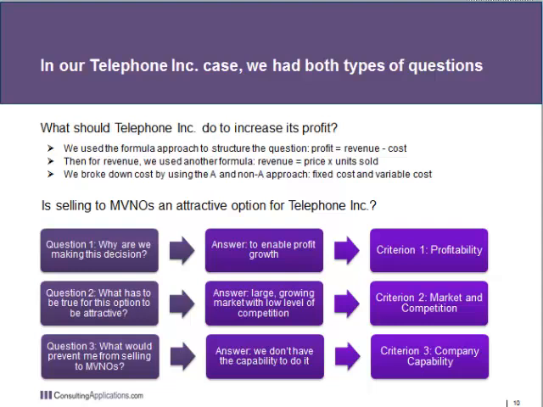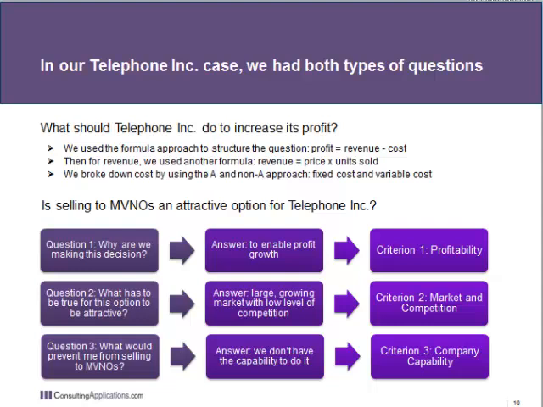So the first section of the case involved the what structure. So what should Telephone Inc. do to increase its profit? And we used a formula approach. Profit is revenue minus cost. And then we broke this down further using formulas. And then later in the case, we asked the question of whether selling to MVNOs is an attractive option or not.